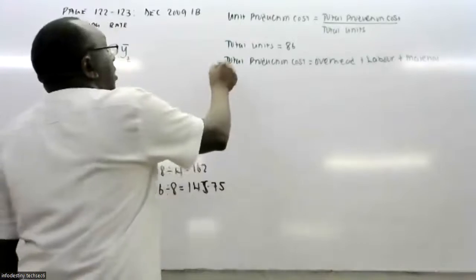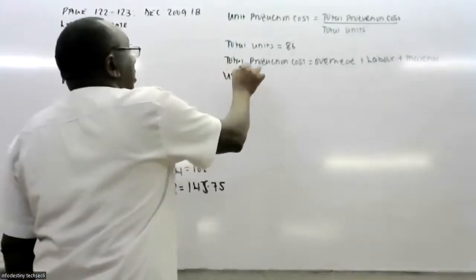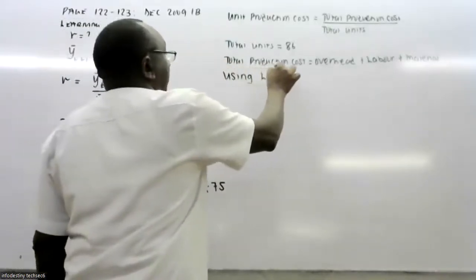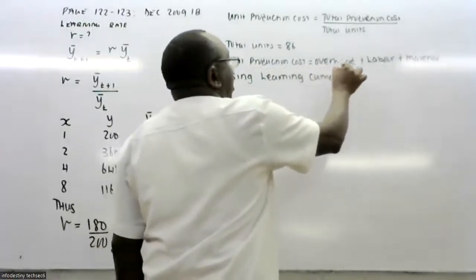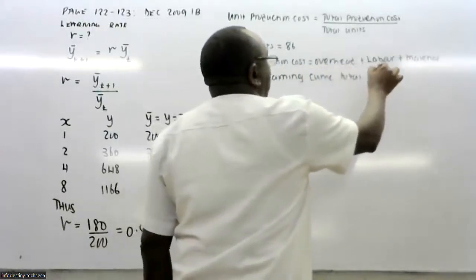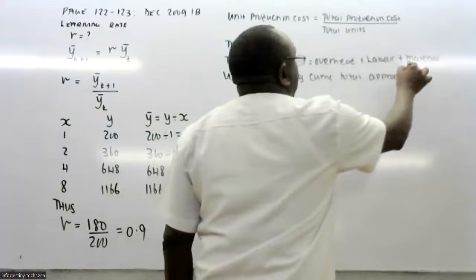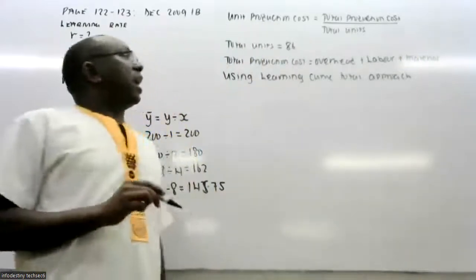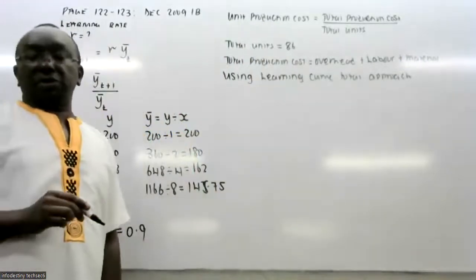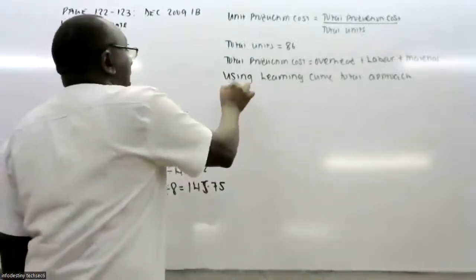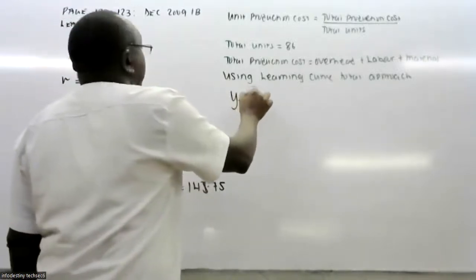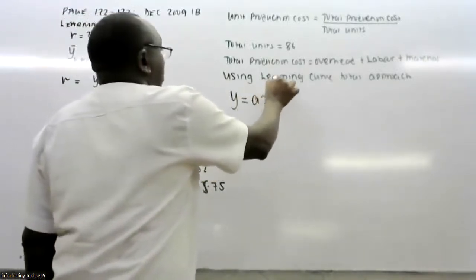So using the learning curve, total approach or total method, first of all, we write the formula: Y equals aX^(b+1).